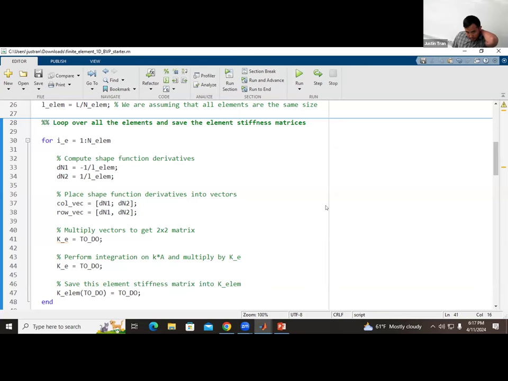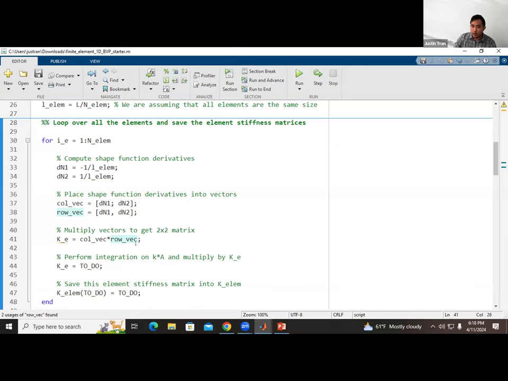Okay. Next thing we're going to do is multiply these two vectors to get our 2x2 matrix. We're going to take advantage of the fact that MATLAB can do matrix multiplication, so we simply do column vec times row vec. Since the column vector is a 2x1 and the row vector is a 1x2, when you multiply these two together, you'll get a 2x2 matrix.